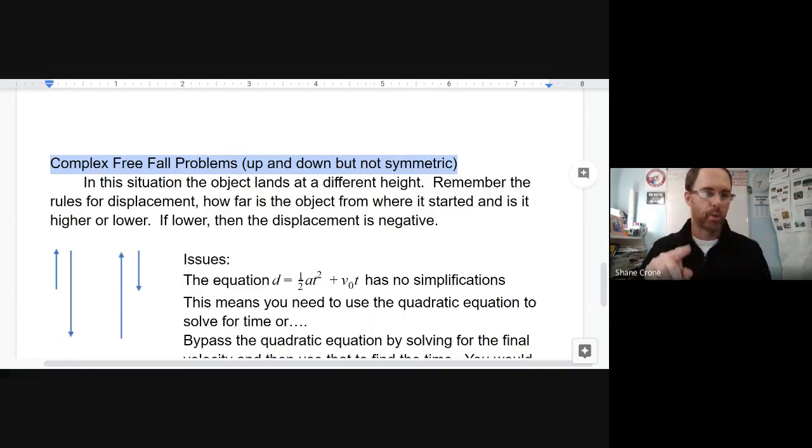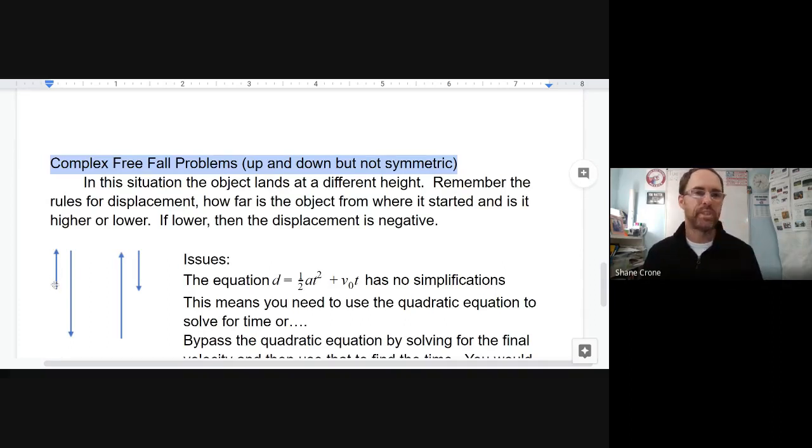The time to go up and the time to go down, they're not the same. It's still zero velocity at the highest point. That's still true, of course. But ultimately, now the displacement is not zero. So now there is either a positive or a negative displacement. So let's take a look at this first example, the one on the left.